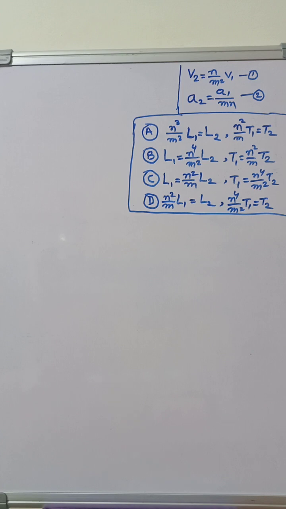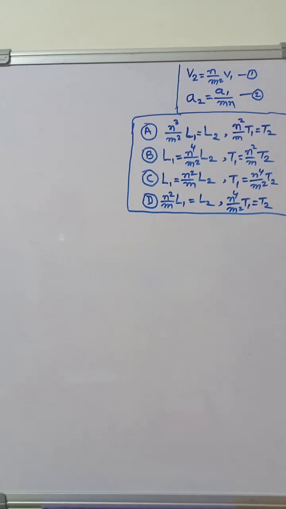Now for the solution. We have marked the given relations in velocity and acceleration as equation 1 and 2. And also we have kept the options given in the question. Now velocity is equal to distance divided by time and acceleration is equal to distance divided by time square.